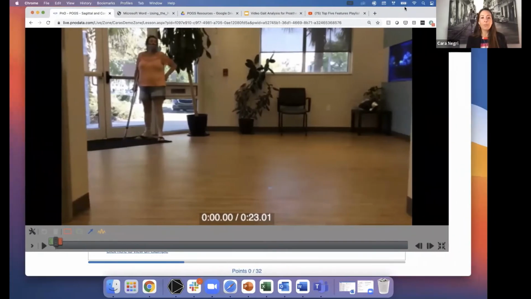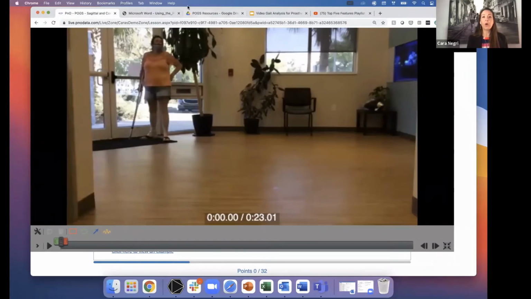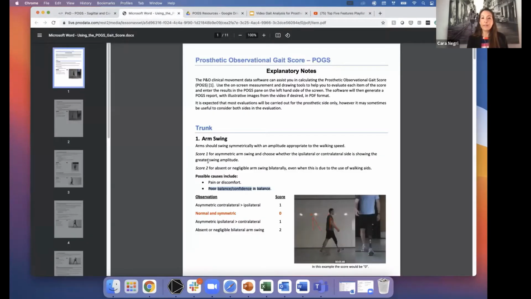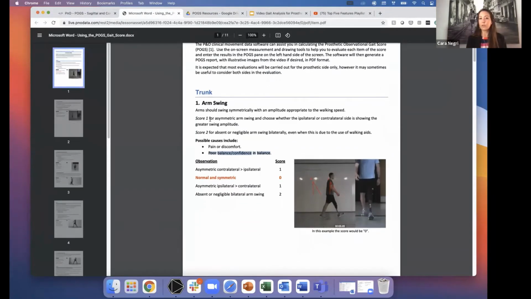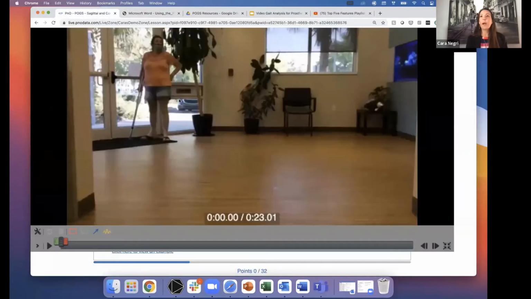All right, so the first thing we're going to look at is arm swing. The explanatory notes say that the arm should swing symmetrically with an amplitude appropriate to the walking speed. You're going to score a 1 for asymmetrical arm swing, and a score of 2 would be absent or negligible, even when this is due to use of walking aids. That's a really important thing to note, by the way. I didn't see your question, Rachel, but I'm glad I already answered it.